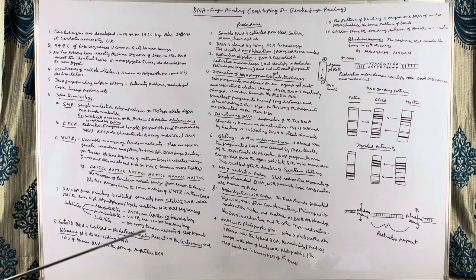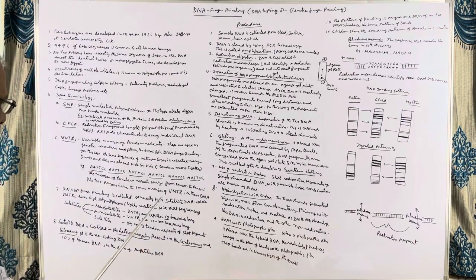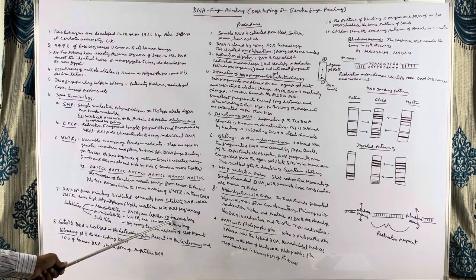Then, from where is DNA collected for DNA fingerprinting? It is generally collected from satellite DNA, which occurs in three types: microsatellites, minisatellites, and satellites. Microsatellites are smallest, where the VNTRs, these repeats, have a length of less than 10 base pairs. So the sequence has less than 10 base pairs.